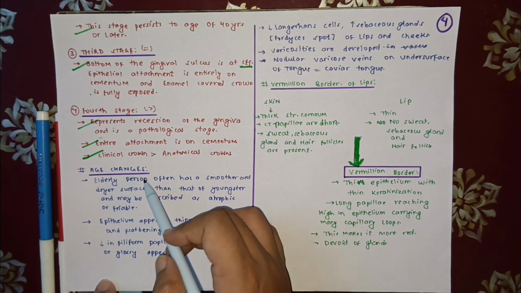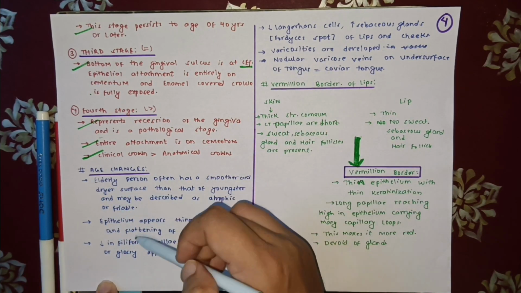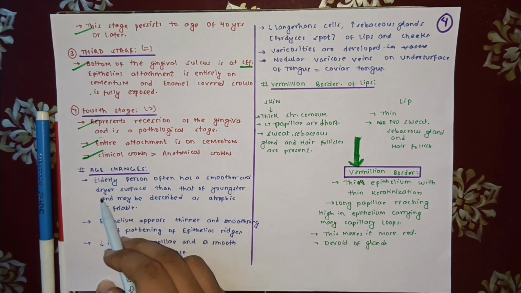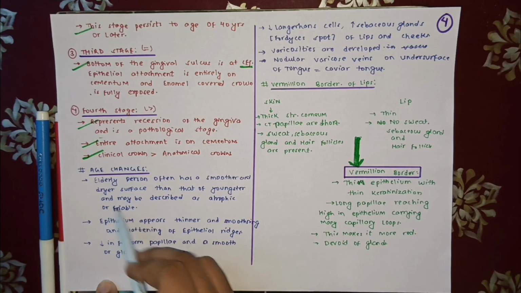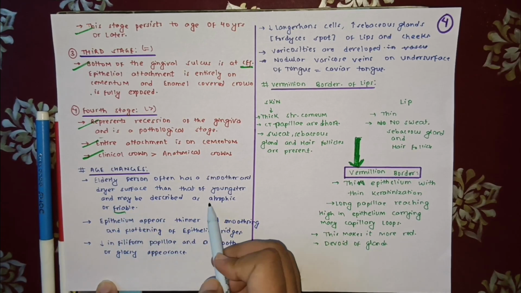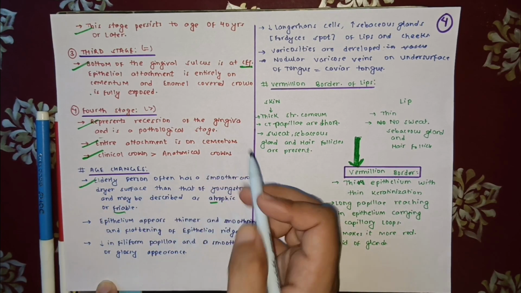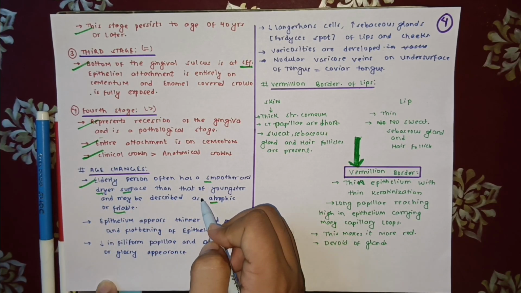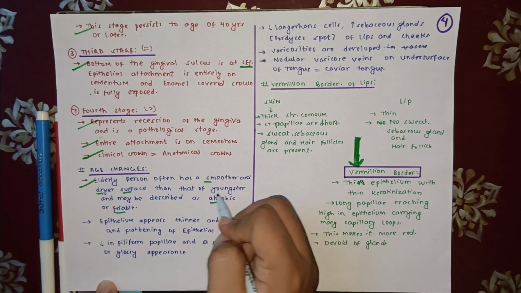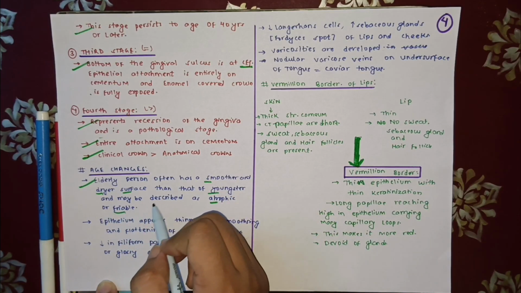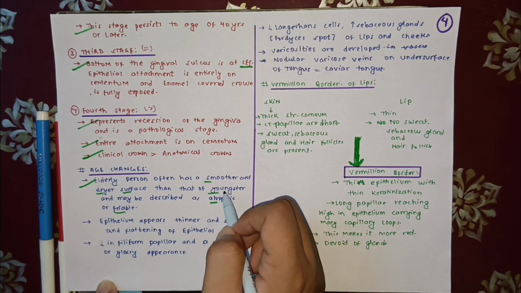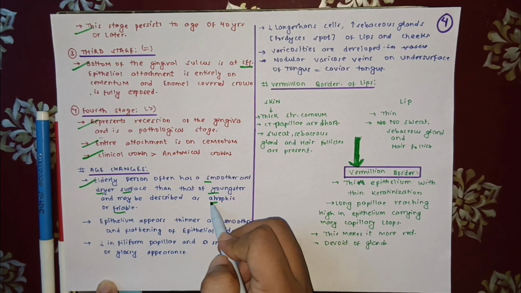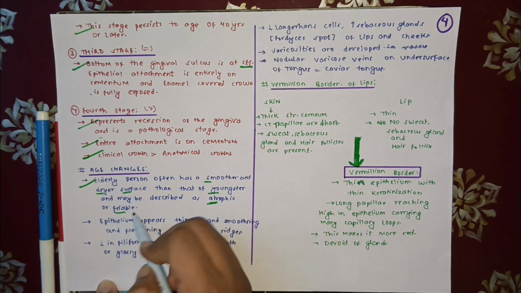After that, age changes. This is also one of the favorite questions for your viva exams. An elderly person often has a smoother and drier surface than that of a youngster, and may be described as atrophic or friable. So in an elderly person the gingiva and oral mucosa have a smoother and drier surface, unlike the youngster, and are described as atrophic and friable.